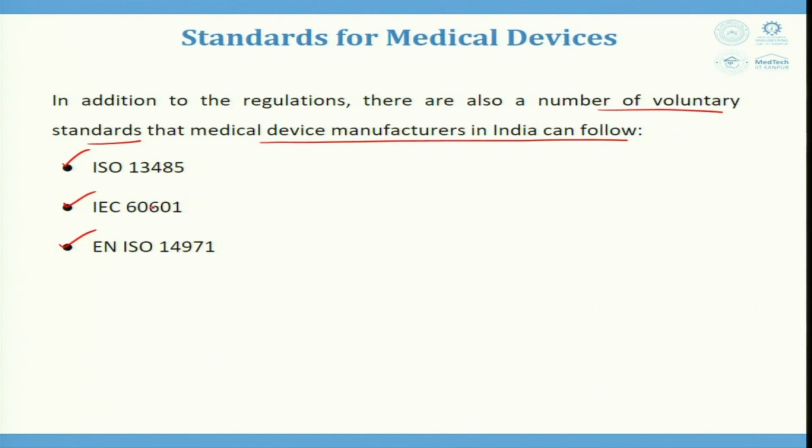Then IEC is a safety performance requirement for the electrical equipment, that is we have electromagnetic interference or electromagnetic compliances which are to be taken care of. For these, IEC standards are put there. Then we have ISO 14971, which is the risk management process for medical devices. These are all to be taken care of, but these are all voluntary as it is mentioned here.